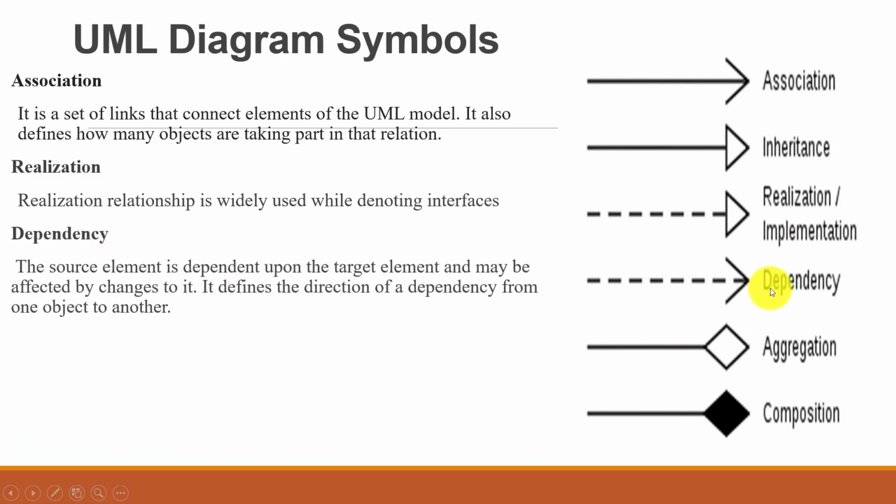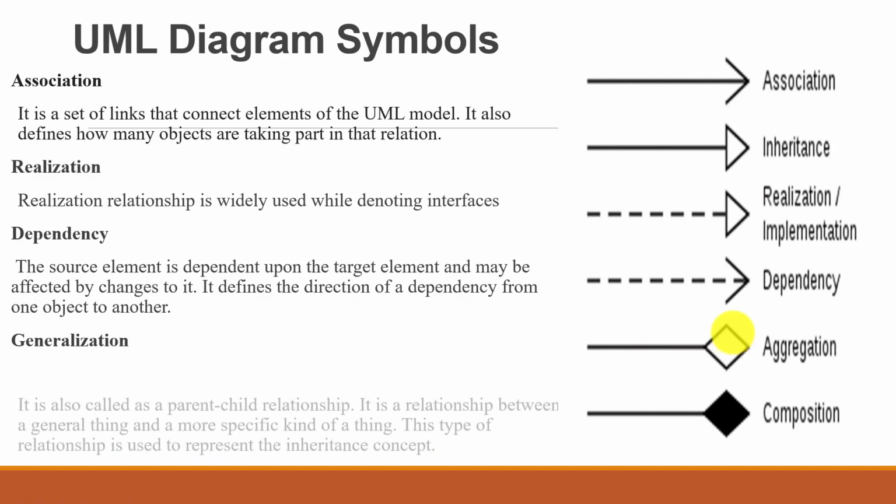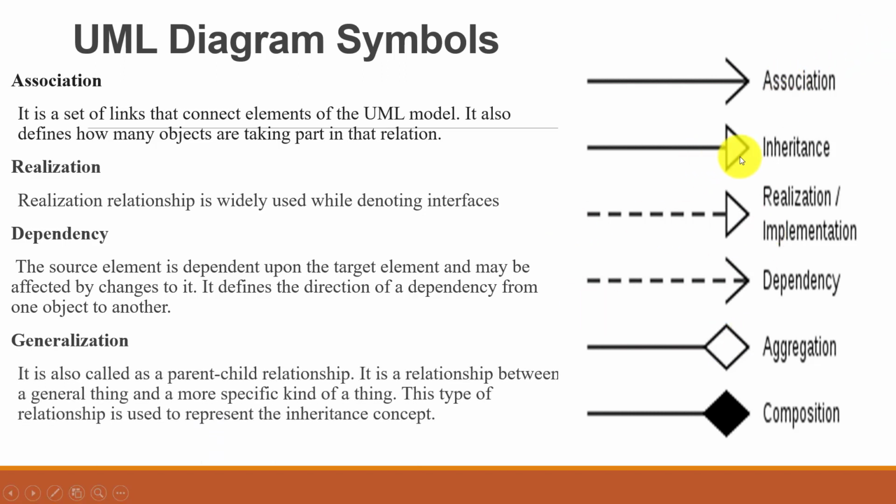Dependency is when there is a direction of dependency from one object to another object, depending on the target element. And generalization is when one component can follow another component or sub-component, or you can refer to it as inheritance, and it is shown by these symbols. So it is called a parent-child relationship. This kind of thing represents the inheritance concept.